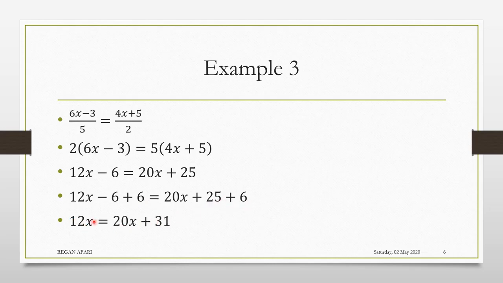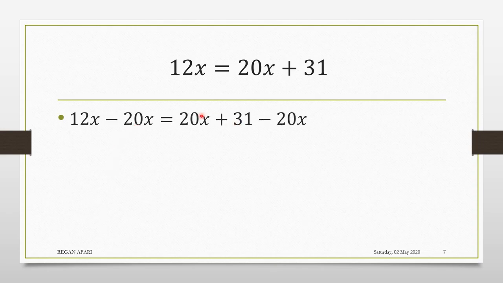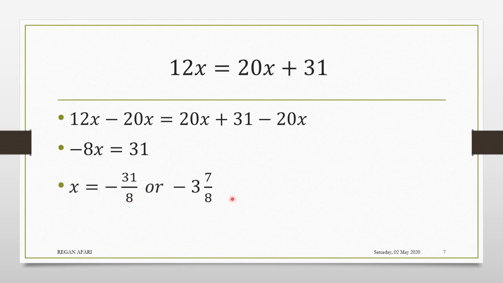So this is what we have. Then the next thing that we do is to subtract 20x from both sides, so that this 20x and that 20x will cancel out. So that we have negative 8x is equal to 31. So x will be equal to negative 31 over 8. Or you can write it in mixed fraction form as negative 3 and 7 over 8.